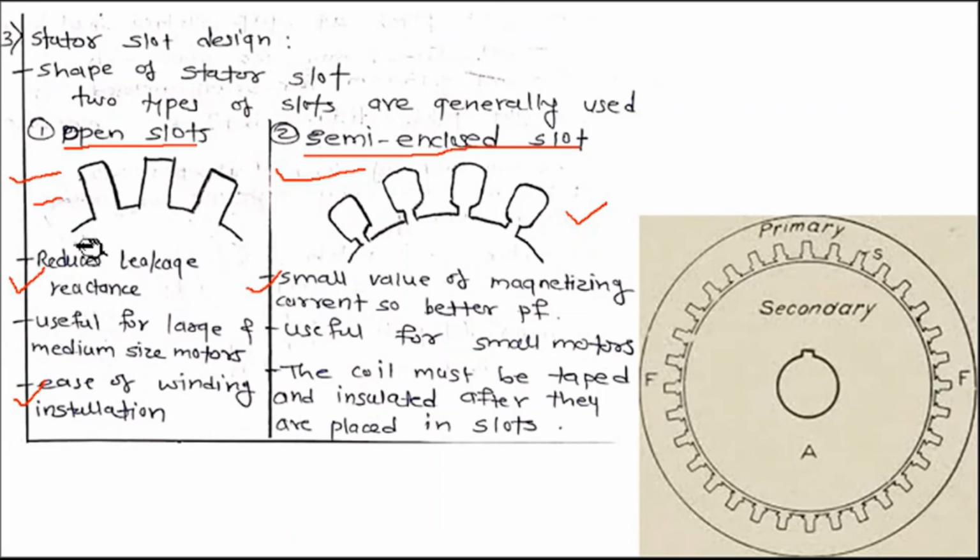After that, open slots are used for large and medium size motors, and for small size motors we use semi enclosed slots. So remember, for large and medium size motors we prefer open slots, and for small motors we prefer semi enclosed slots. The motor which you use in your house for pumping water from ground to the uppermost tank, that half HP motor may use semi enclosed slots, and for medium and large size motors we use open slots.